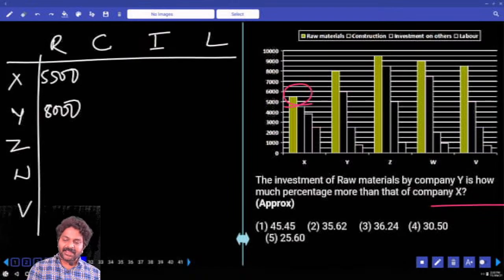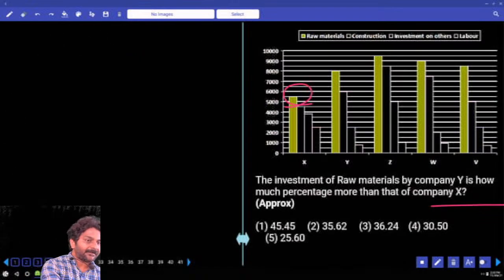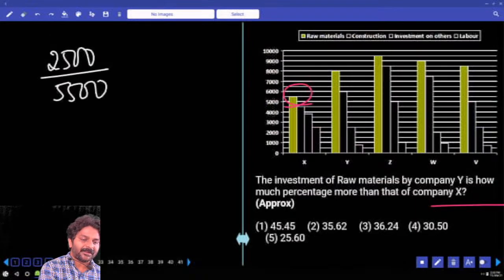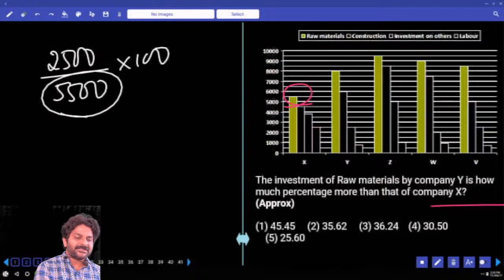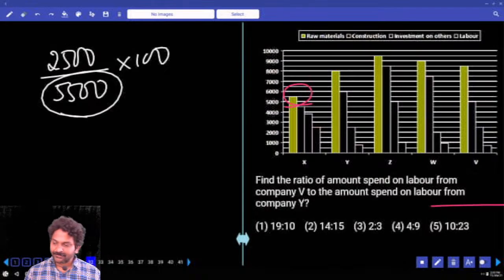8000 is how much more than 5500? The same we were asked to calculate in terms of percentage, correct? 2500 upon 5500 into 100. What is 50% of the denominator? Our numerator is a little bit less than that number. The answer must be less than 50% but close to 50%. Go to options. Which option? Right, next.